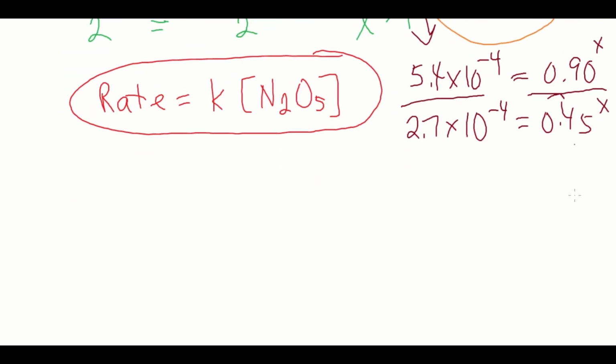So I'm going to simplify, and you get 2 is equal to 2 to the x. And again, you get the same result. 2 to what power is equal to 2? So x is equal to 1. Therefore, it's first order with respect to N2O5.